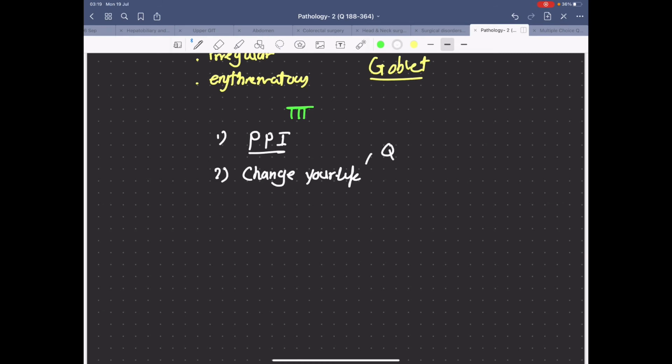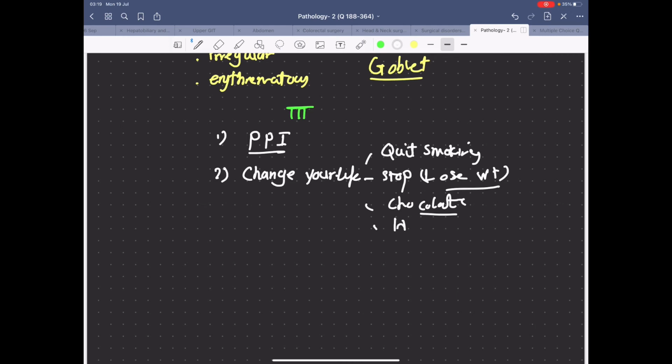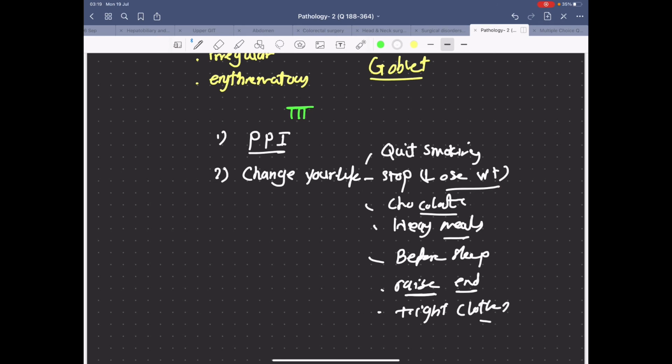number one, quit smoking. Number two, stop being fat, meaning lose weight. Stop eating chocolate. Stop eating heavy meals. Stop eating before sleep. Raise the end of the bed. Stop wearing tight clothes. And finally, take your medication, which is a proton pump inhibitor.